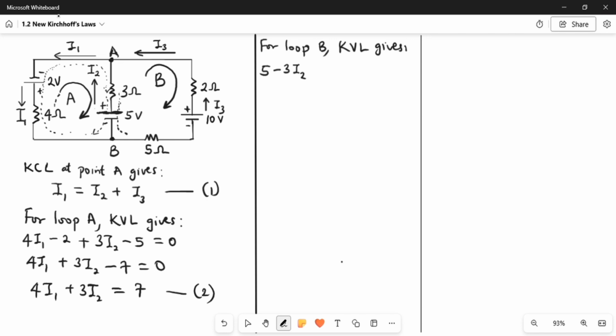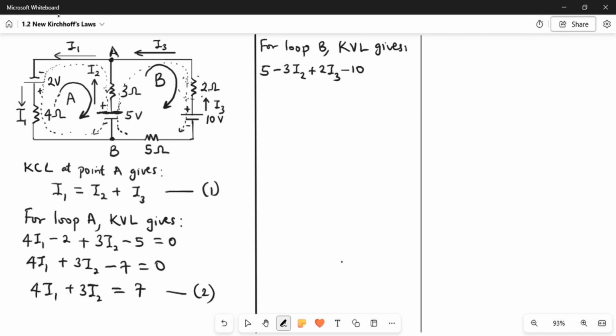Getting to this point, we go around the loop. This resistor here, the 2 ohm resistor, the current moving through it is I3 and is moving in the opposite direction of the path we have chosen. So the potential drop there is going to be positive, say plus 2I3. And we are exiting the battery from the negative terminal, so the potential there is negative, say -10.